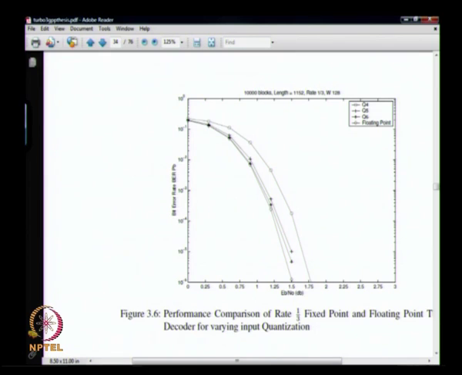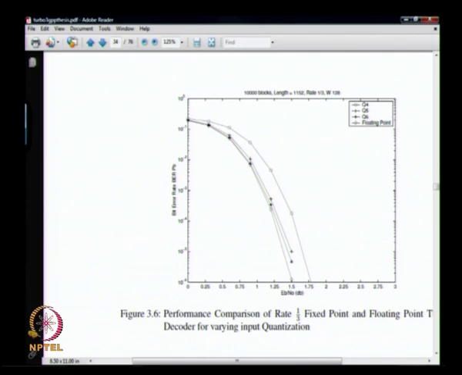Then you slowly increase your quantization, the number of levels that you are using, to approach infinite precision, till you get sufficiently close performance to floating point, and at that point you can stop. He has found that Q6, for instance, is very close to the floating point line. So you pick Q6 as your quantization level, and he has used W as 128 and rate 1/3, etc. This is how you pick each and every one of your parameters in your decoder.